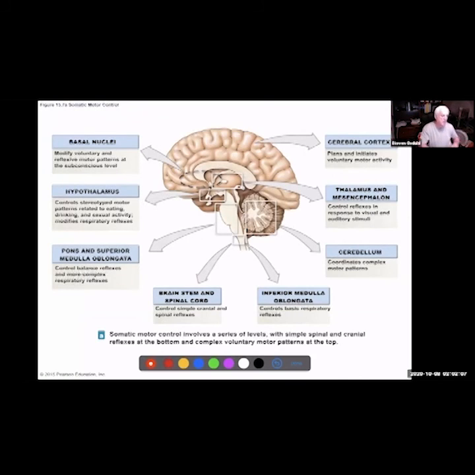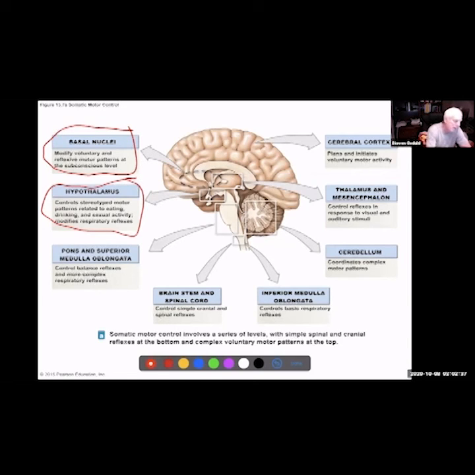All right, so we're going to go through all these sections. This is what we'll be covering. The basal nuclei: you can see where they're located in the brain. They modify voluntary and motor patterns at the subconscious level. The hypothalamus controls stereotyped motor patterns like eating, drinking, sexual activity, and modifies respiratory reflexes. It's your homeostasis for the brain.